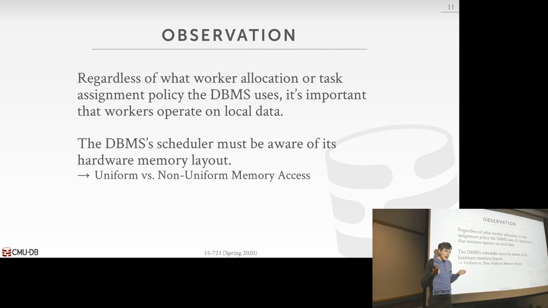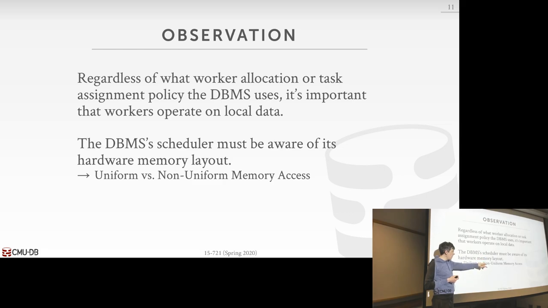A multi-socket, multi-core system, even though it's running on one box, is still sort of like a distributed database system, so the same rules and concepts apply here. We want to make sure that our tasks always operate on local data for where the thread, the worker, is actually running. This means our scheduler needs to be aware of the memory layout of the underlying hardware. At a high level, there are two approaches.